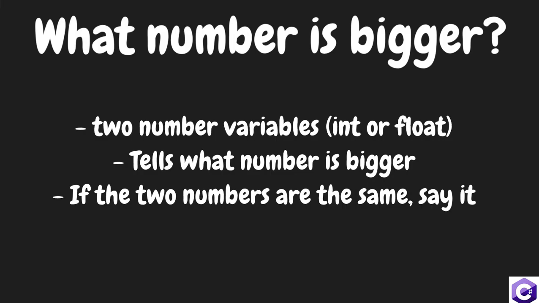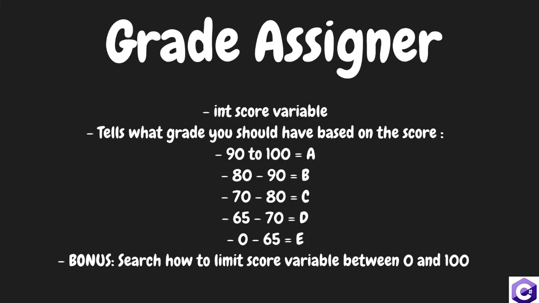Then the second exercise is to make a grade assigner script. In here, you'll need to create a public integer variable for the score, and then with a conditional statement, it will print out the correct grade for that score. So let's say that between 90 and 100, it will print out an A, between 80 and 90, it will give a B, between 70 and 80, it will give you a C, between 65 and 70, it will give you a D, and anything from 0 to 65 will give you an F. It would be great if you could also search how to constrain the values for the score variable to range only from 0 to 100.